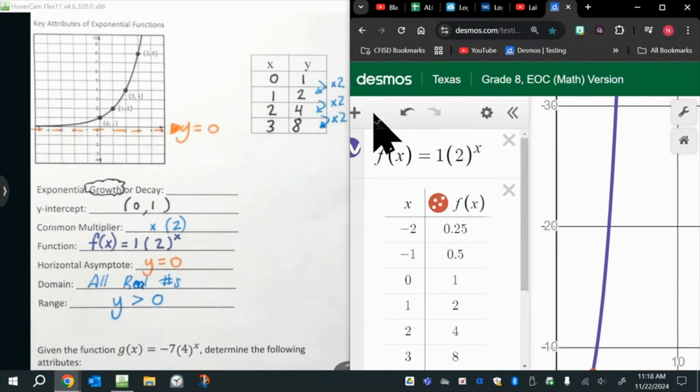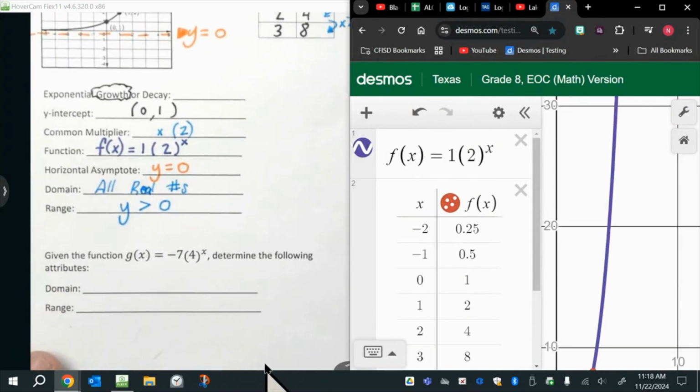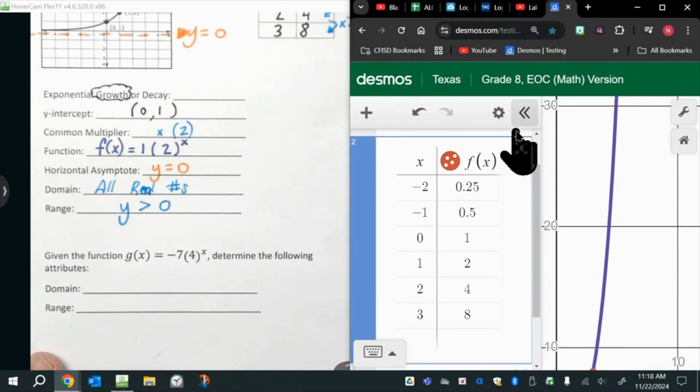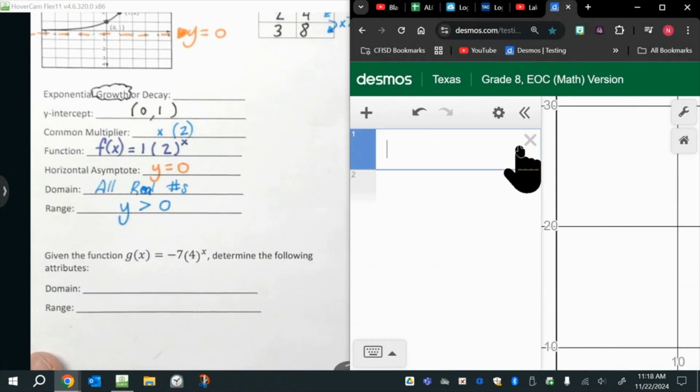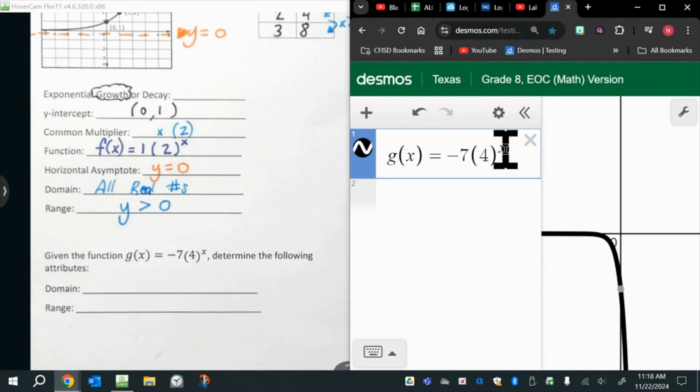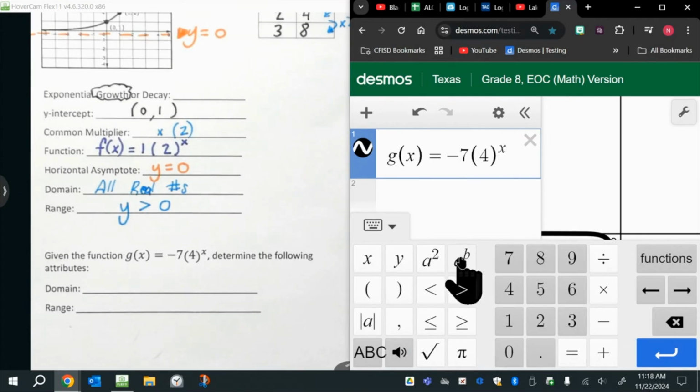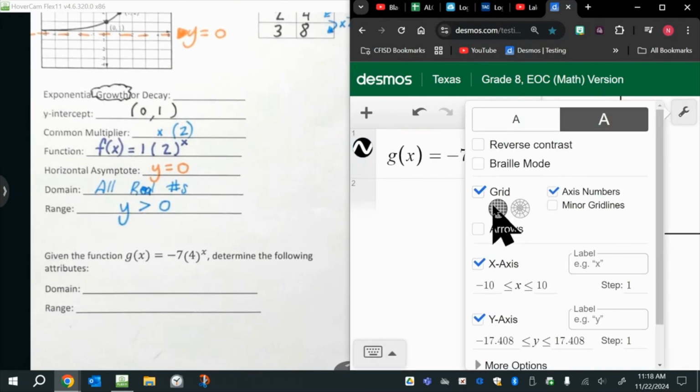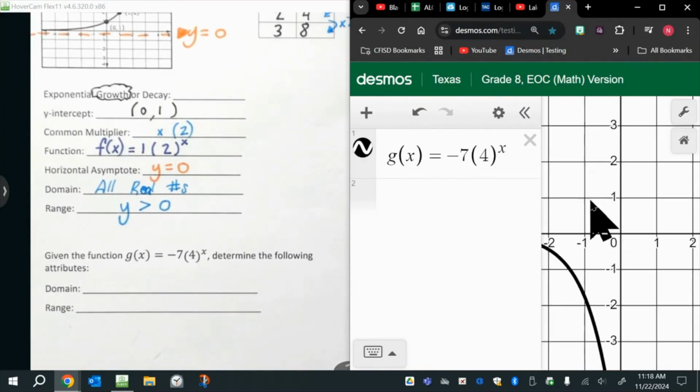I got a new equation, and my new equation is, given this function, what is the domain and the range? Okay, so I have g of x equals -7 times 4 to the power of x. So shift 6, or you can also hit this right here. It will take you to the power of. Okay, so I focus in on my points.